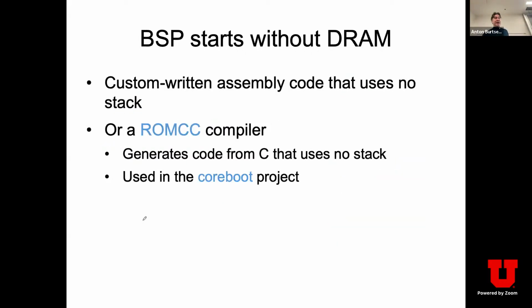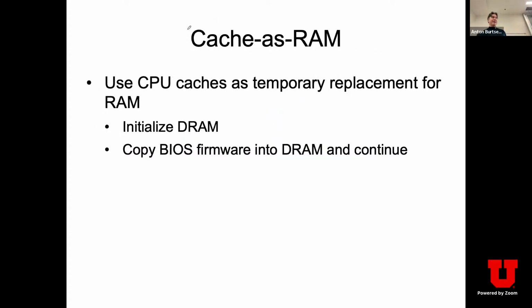Right. Okay. So yes, you can really write custom assembly code, but as I was mentioning before, people came up with this read-only memory C compiler, and it's used as part of the Core Boot project. I think Core Boot was used on Chrome laptops to implement their boot toolchain, right? That's a lot of fun. Essentially it generates C code that doesn't use the stack or save anything to memory. And as you were saying, the next step is to enable caches and use them as temporary memory.